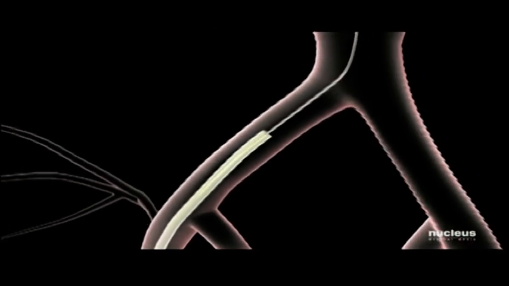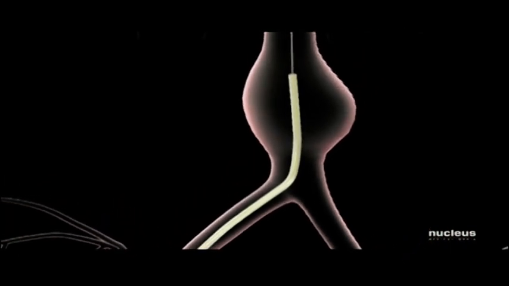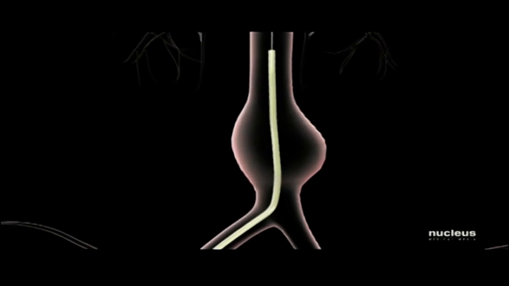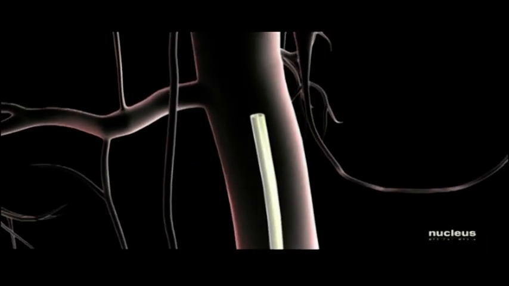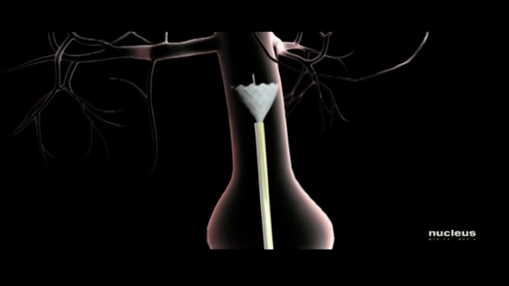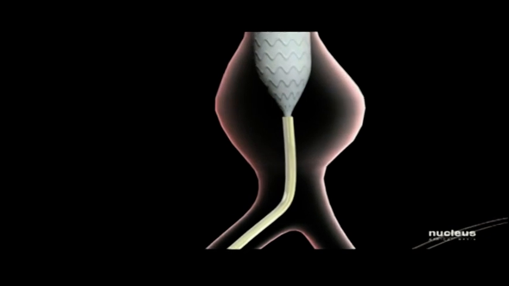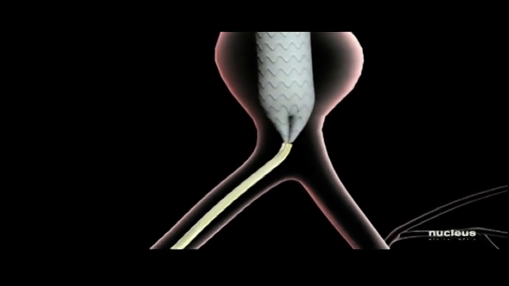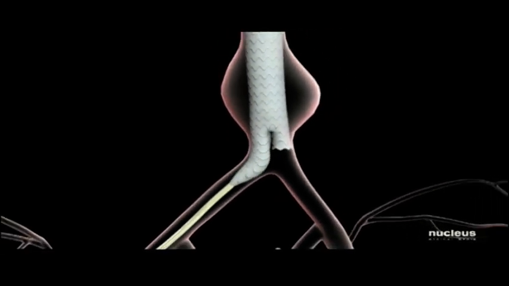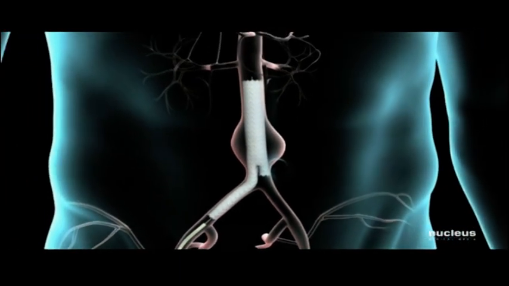A catheter or hollow tube will be passed over the guide wire and pushed toward your aneurysm. Using live X-ray pictures as a guide, your surgeon will pass an endovascular stent graft, a compressed fabric and metal tube, through the catheter to the aneurysm. Then he or she will open the graft, which will be held in place with metallic hooks and stents.